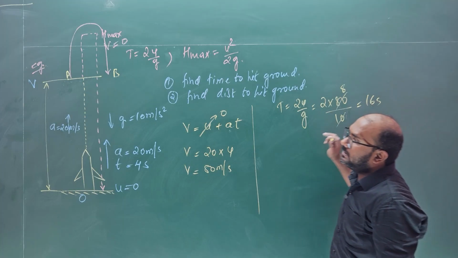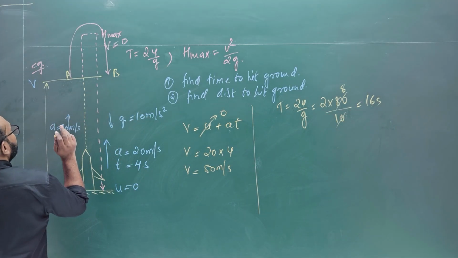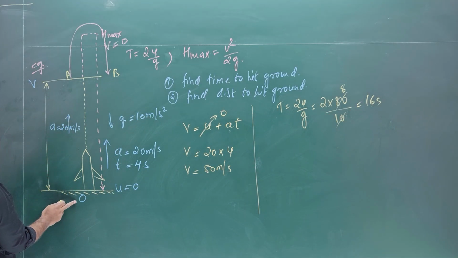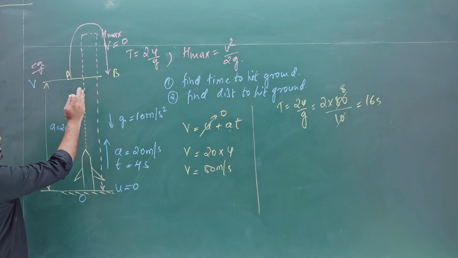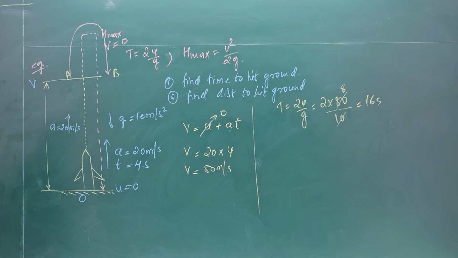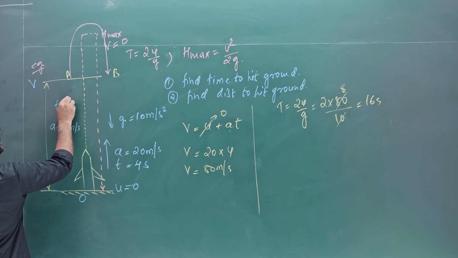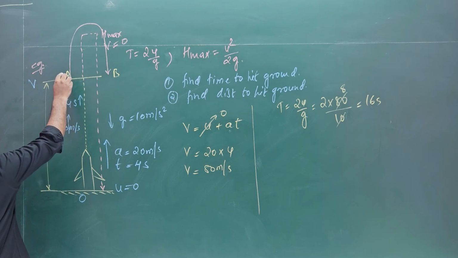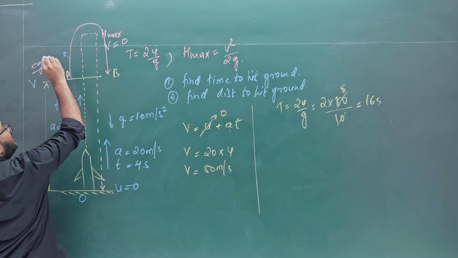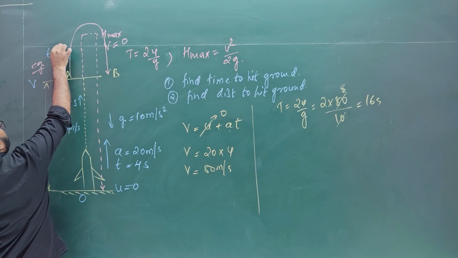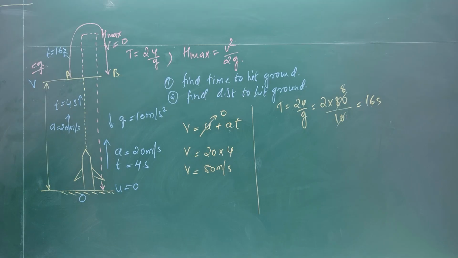So this 16 seconds is for A to B. That means, can I also say that from A to O is also 4 seconds? So the final answer is 4 plus 4 plus 16. Is that answer correct? No. From O to A, 4 seconds in the upward direction, and in this projectile it is taking a time period of 16. That is also correct. We have calculated that already. Now we need to calculate the time period from here to here. So what is the velocity at this point?